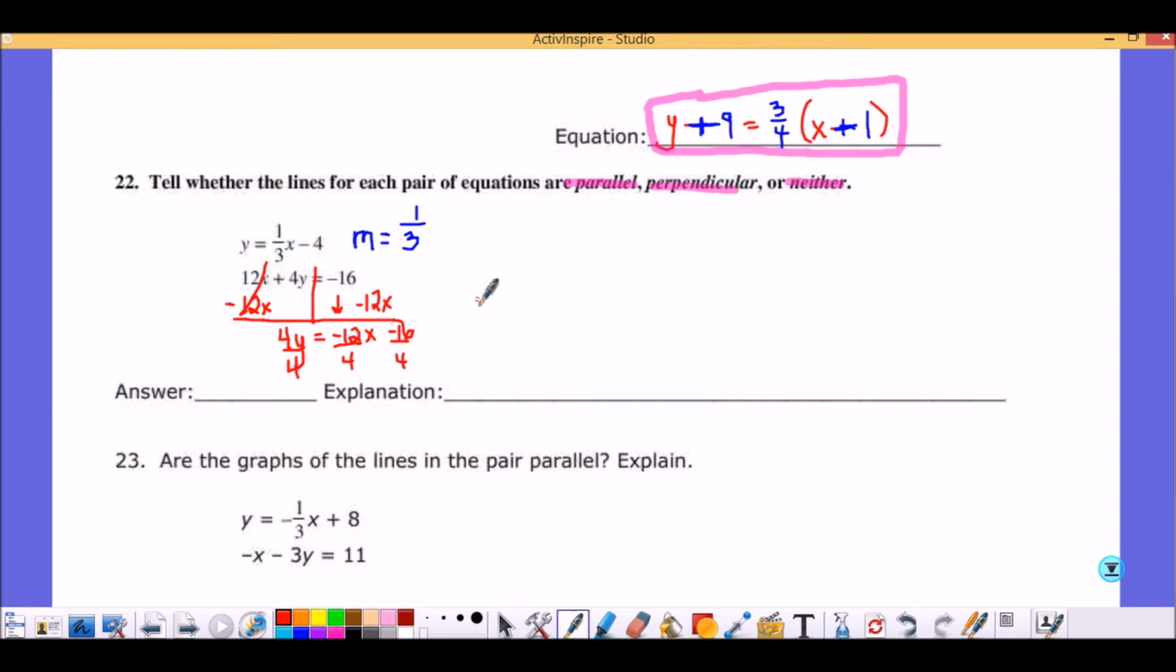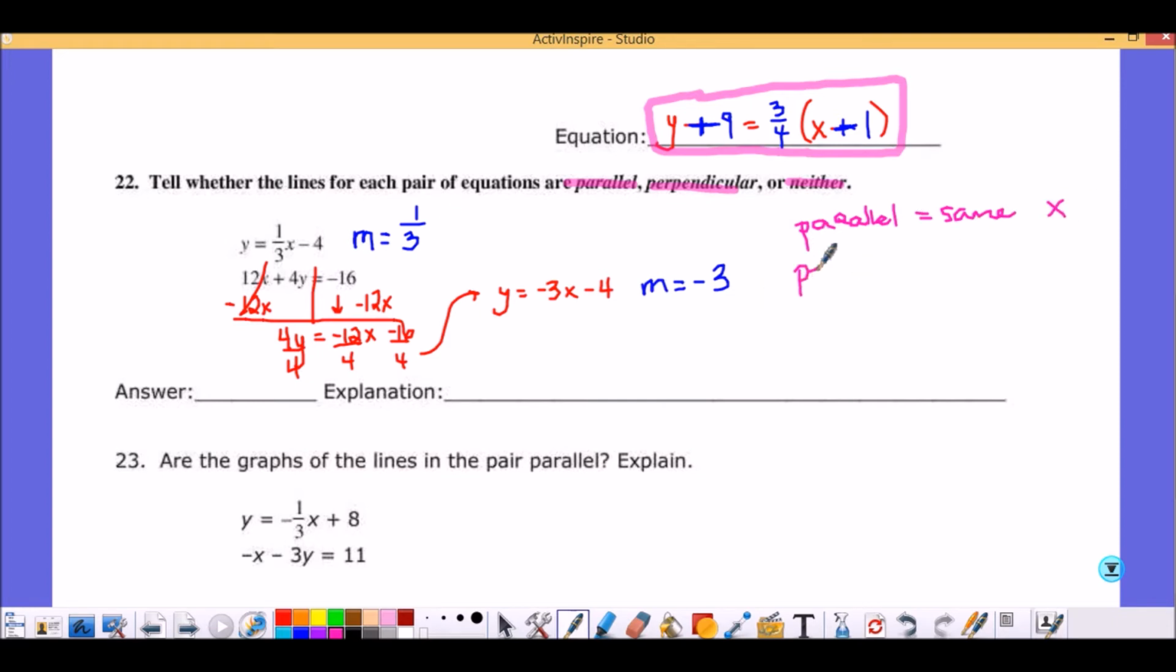So now my equation is going to be y equals -3x minus 4. Now here, my slope is -3. So let's talk about the difference between these vocabulary words. Remember in the previous instructional video, we talked about parallel slope being the same. So are these two slopes the same? No, so it's not going to be parallel.